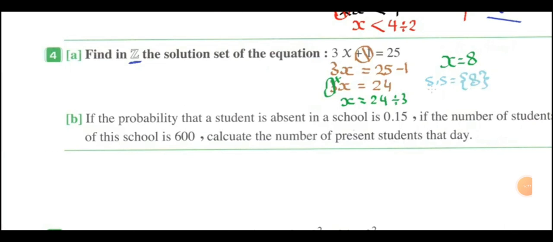Another example, find in Z the solution set of the equation 3x plus 1 equals 25. We have to put positive 1 on the other side as negative 1, then we can say 3x equals 25 minus 1. It means 3x equals 24. 3 times x, it means we have to put 3 on the other side with divide, then x equals 24 over 3, then x equals 8, then the SS equals 8.